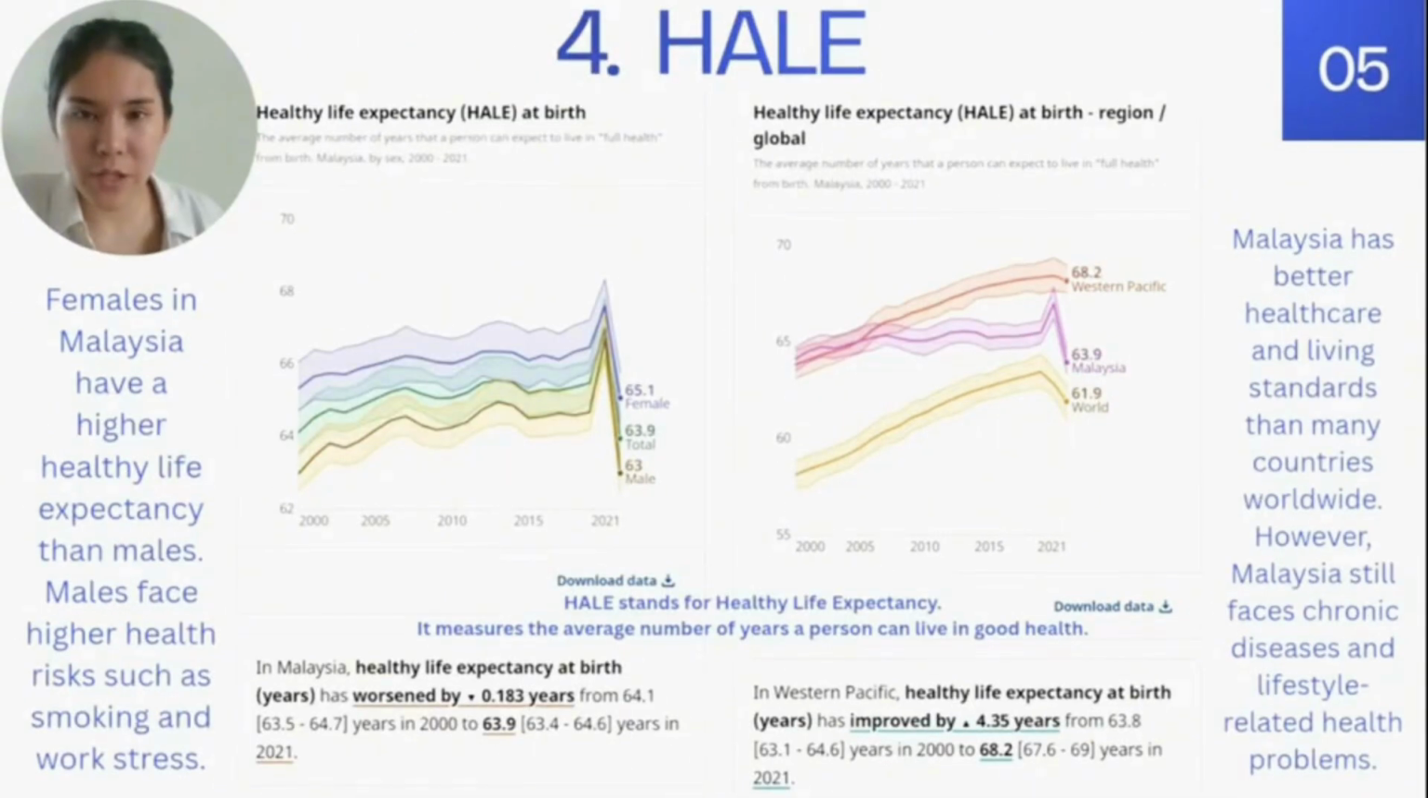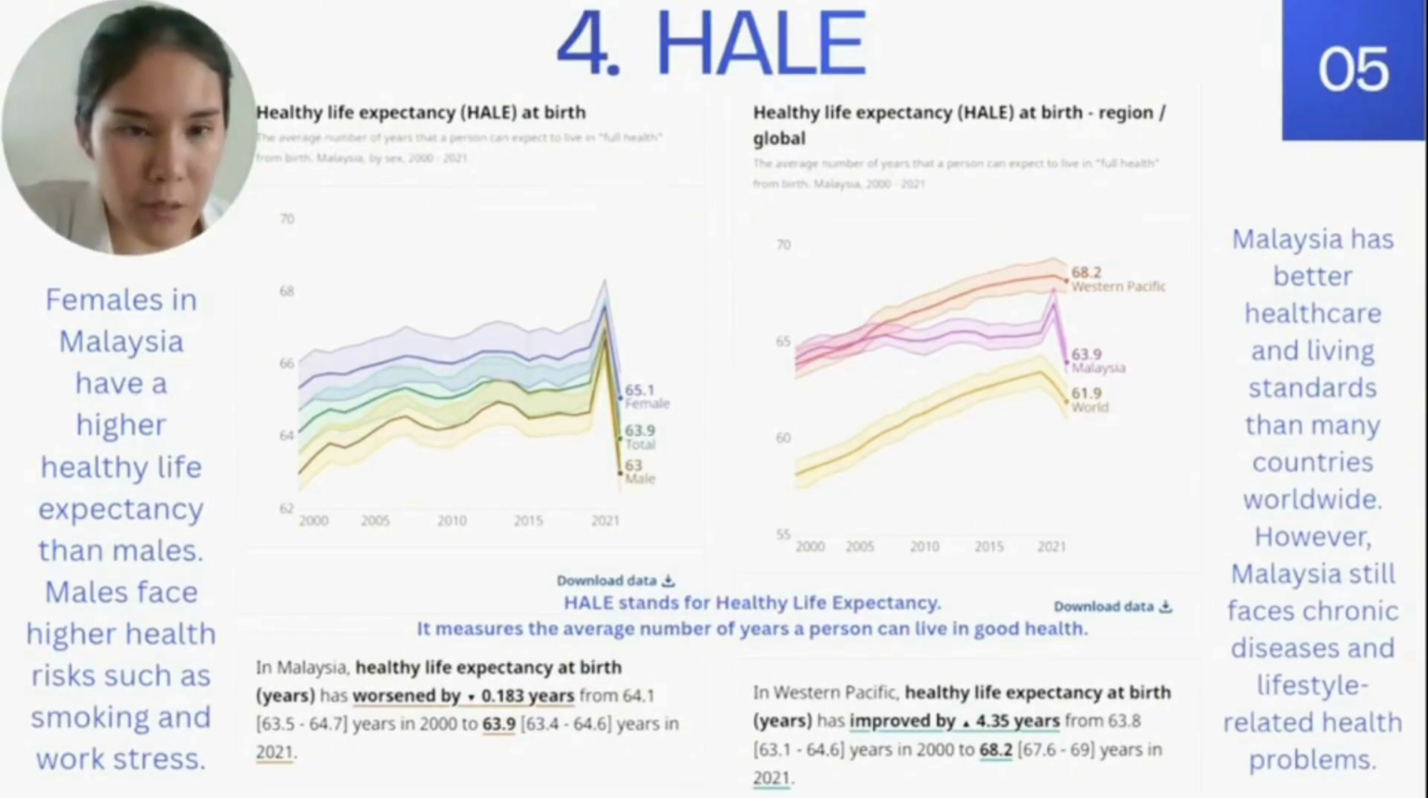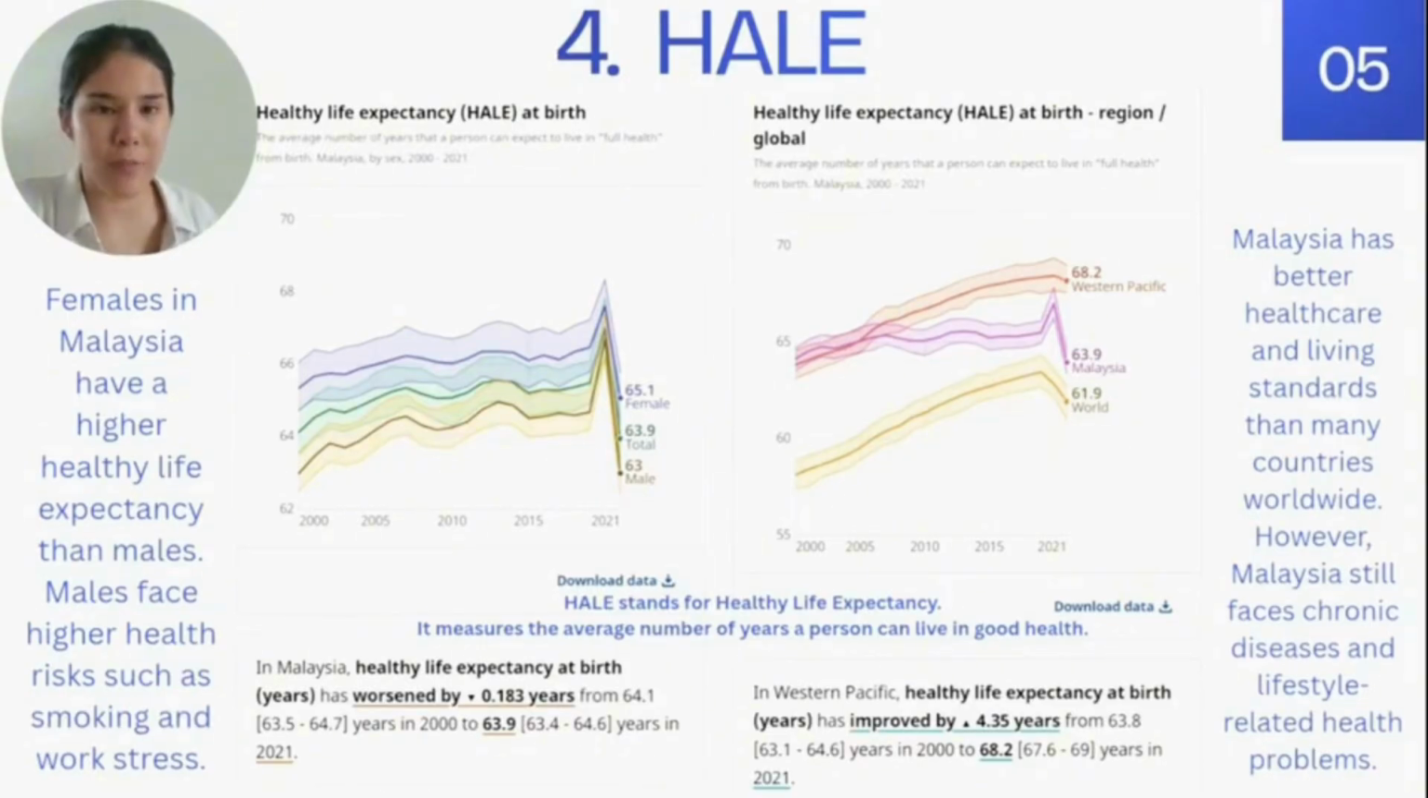We look at the HALE. The left one is about healthy life expectancy, HALE at birth, in this diagram. It means that females in Malaysia have a higher healthy life expectancy than males. Males face higher health risks such as smoking and work stress. As I just said, the right diagram shows Malaysia has better healthcare and living standards than many countries worldwide. However, Malaysia still faces chronic diseases and lifestyle-related health problems.